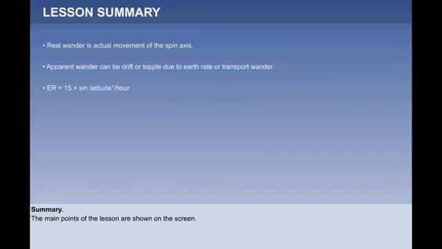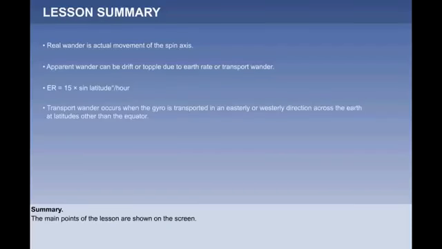Transport wonder occurs when the gyro is transported in an easterly or westerly direction across the Earth, at latitudes other than the equator. The formula for apparent topple due to Earth rate is: apparent topple equals 15 times the cosine of the latitude, in degrees per hour. The formula for transport wonder is: transport wonder equals the easterly component of ground speed divided by 60, times the tan of the latitude, in degrees per hour.